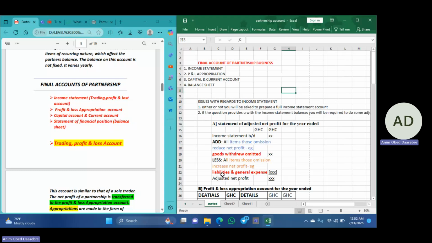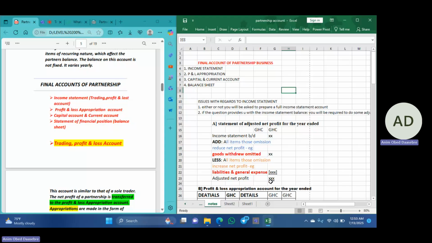So the implication is that to solve this problem, we need to deduct them so that we will get the desired profit that we need to ascertain. Do you get it? So all items whose omission will increase profit will be subtracted, or we say, less them from the reported profit.